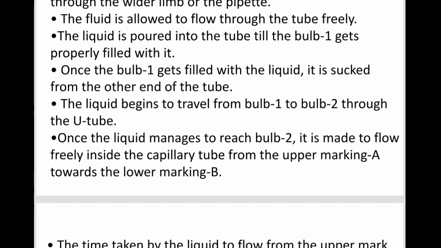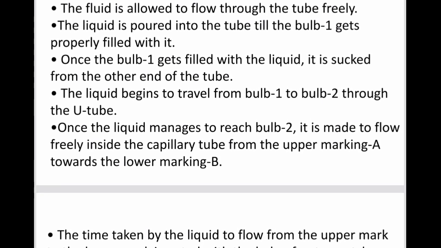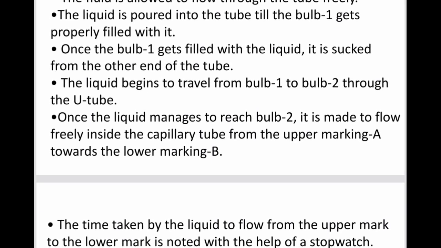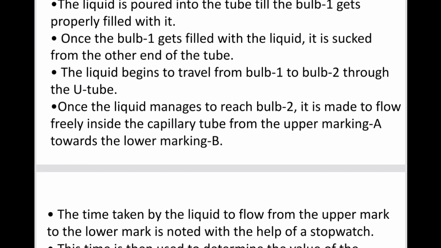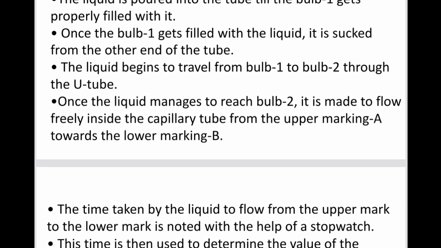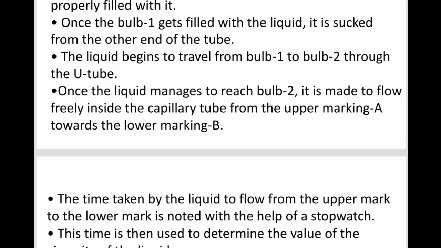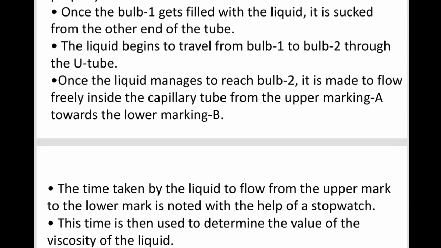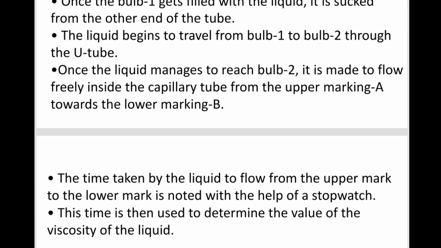The liquid begins to travel from bulb 1 to bulb 2 through the U-tube. Once the liquid manages to reach bulb 2, it is made to flow freely inside the capillary tube from the upper marking A towards the lower marking B. The time taken by the liquid to flow from the upper mark to the lower mark is noted with the help of a stopwatch. This time is then used to determine the value of viscosity of the liquid.